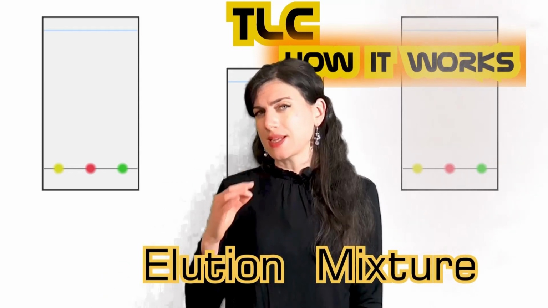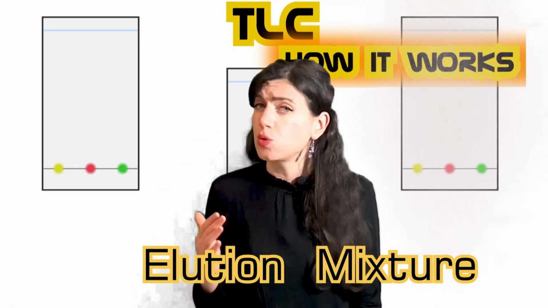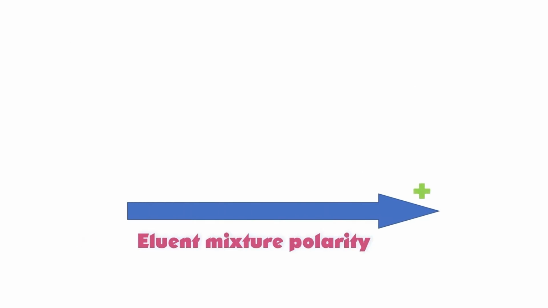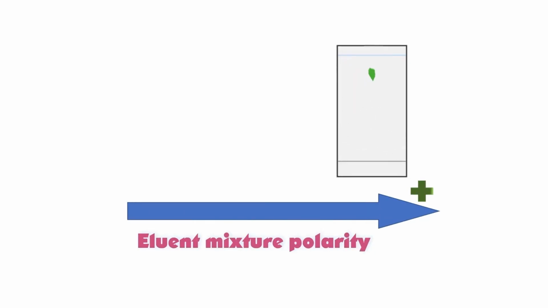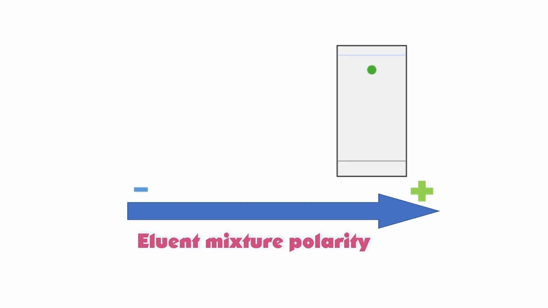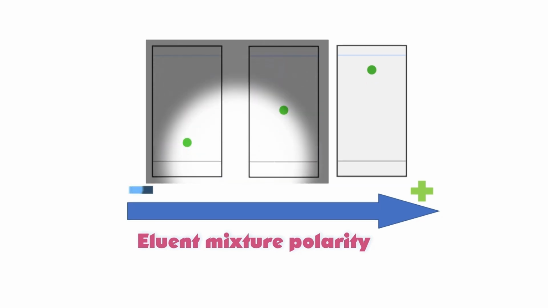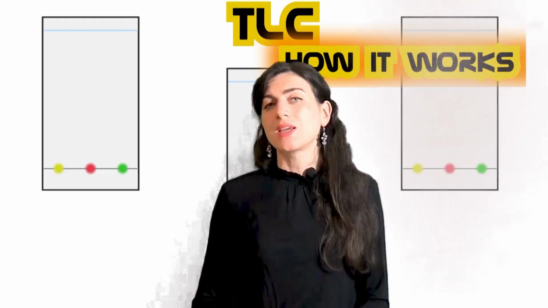So I will find my sample higher or lower depending on how I have selected the elution mixture. The more polar the elution mixture, the more I'll be able to push even polar compounds upwards. The less polar the elution mixture, the more I will retain polar compounds lower down, because they will have more force to cling to the stationary phase in this case.